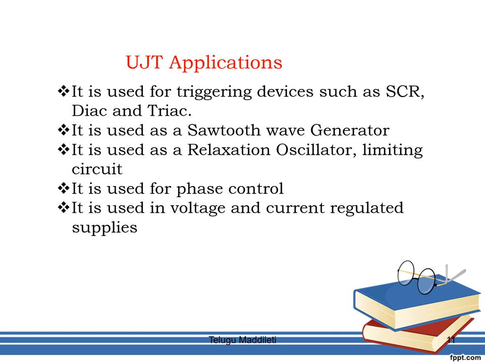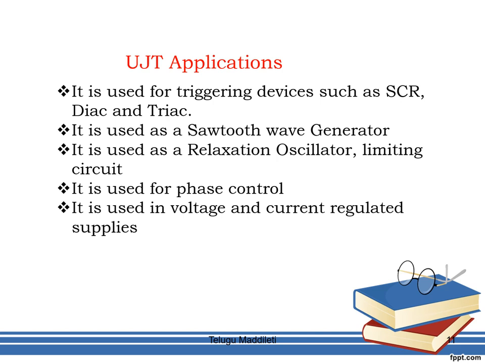Now let us see UJT applications. It is used for triggering devices such as silicon controlled rectifier, DIAC and TRIAC. DIAC means a diode for alternating current. So DIAC is a diode that conducts electrical current only after its breakover voltage. This is used as an activating device for the TRIAC.